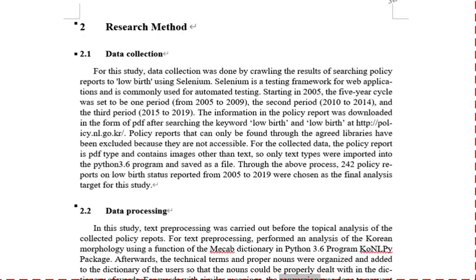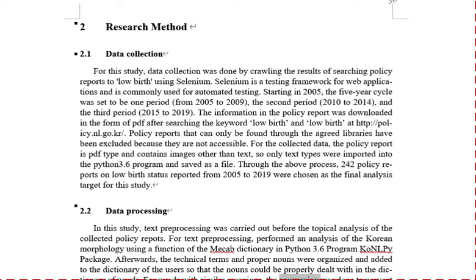at http://policy.national.government.korea. Policy reports that can only be found through the agreed libraries have been excluded because they are not accessible.